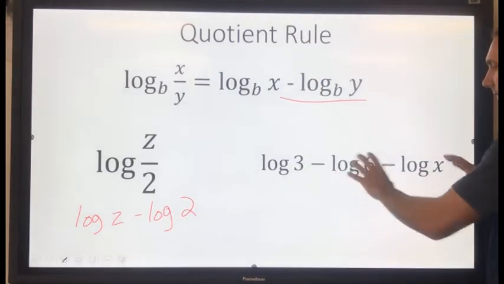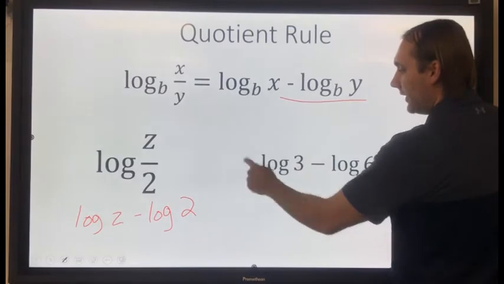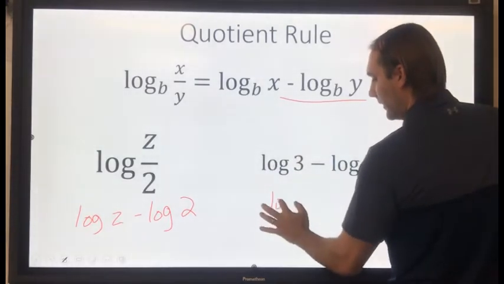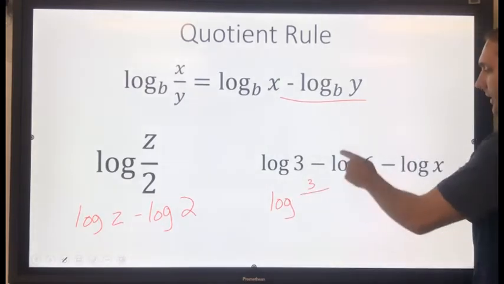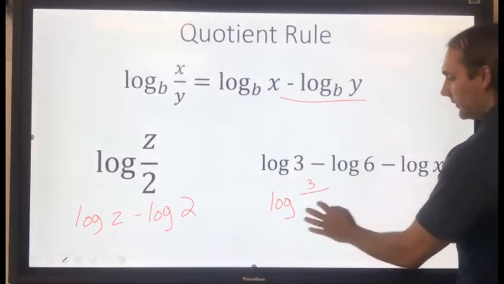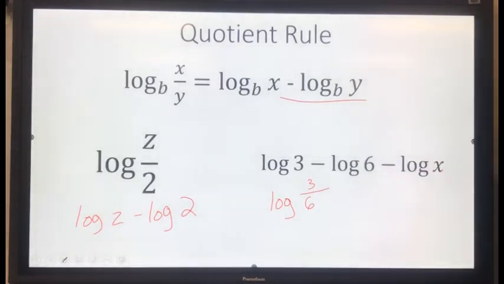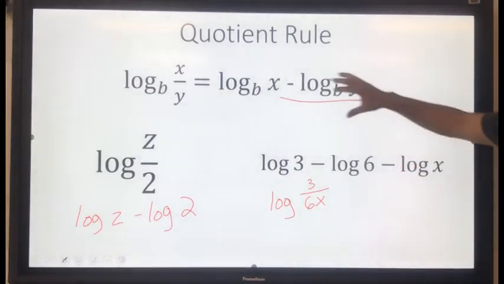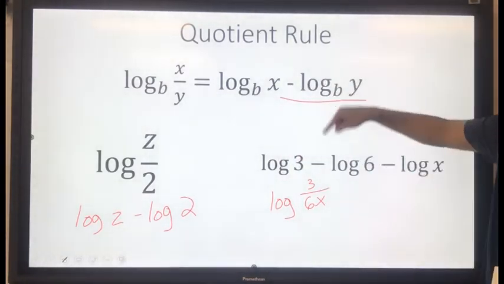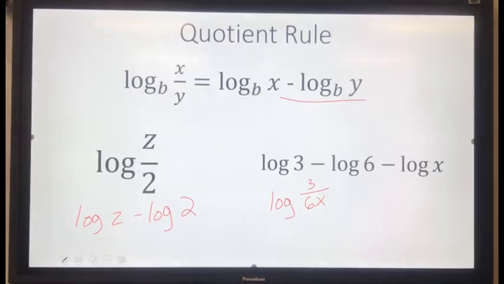If I look at this problem here, how do you work this out? Well, do you see a negative in front of this log base 10 of 3? I do not. So the 3 is going to be in my numerator. What about log of 6? I see a negative, so 6 is going to go on the denominator. What about log of x? I see a negative in front, so x is going to go on the denominator. So if it's positive, it stays in the numerator. If you see a negative in front, that goes into the denominator of your fraction.